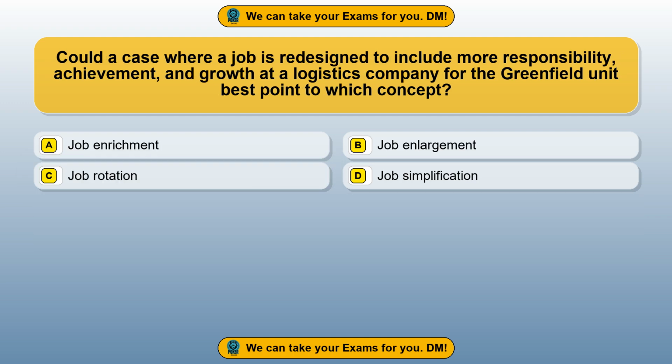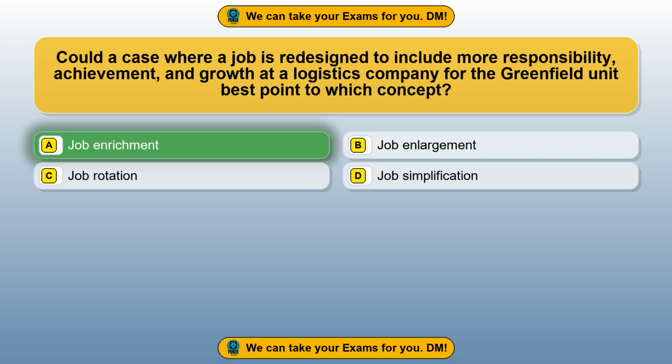Question 15. Could a case where a job is redesigned to include more responsibility, achievement, and growth at a logistics company for the greenfield unit best point to which concept? Option A, job enrichment. Option B, job enlargement. Option C, job rotation. Option D, job simplification. The correct answer is option A, job enrichment.